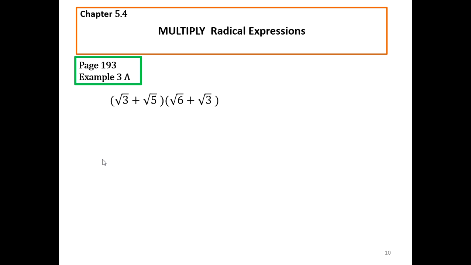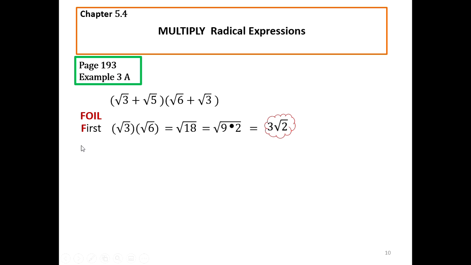Going on. You can do this with FOIL, or you can do this multiplication with the distributive property. We're going to do FOIL. We're going to take the first term in each parentheses. So, square root of 3 times square root of 6 is square root of 18. And that simplifies to be 9 times 2. The 9 comes out as a 3. So the answer there for the first term is 3 square root of 2.